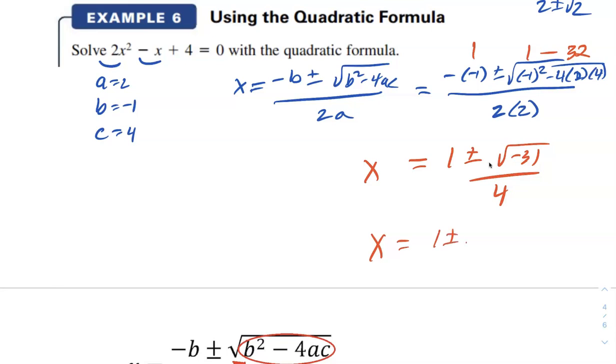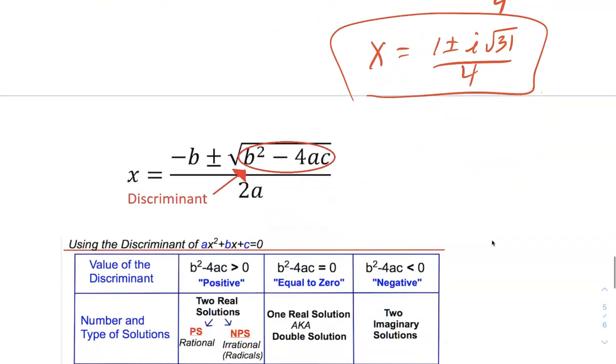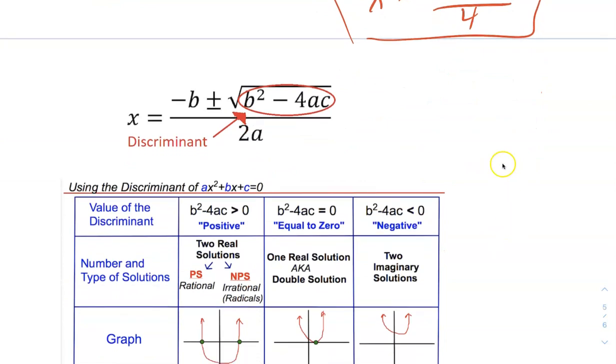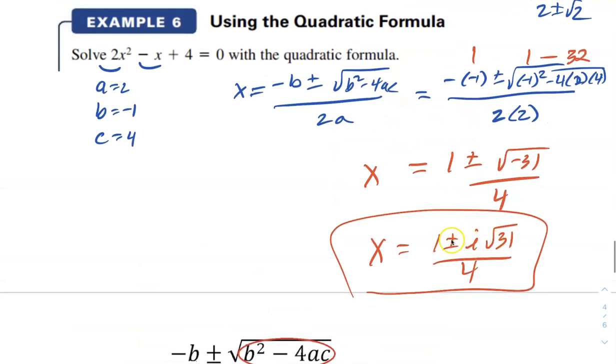This is your final answer. X equals 1 plus or minus i rad 31 over 4. There's nothing else you can do. That's your answer. 2 imaginary solutions. Okay. One of the last things we're going to talk about is what happens when I want to figure out what type of solutions we have. So here we had 2 imaginary.